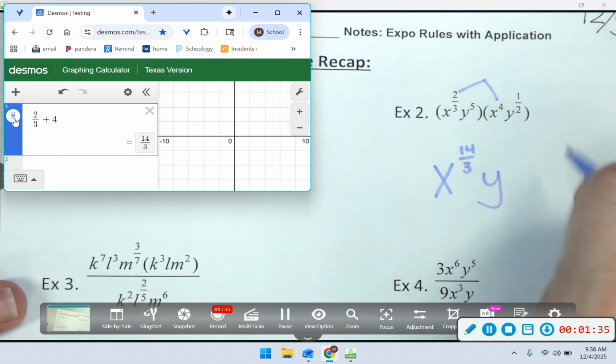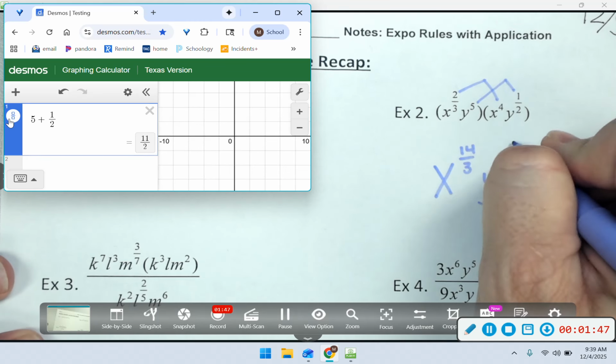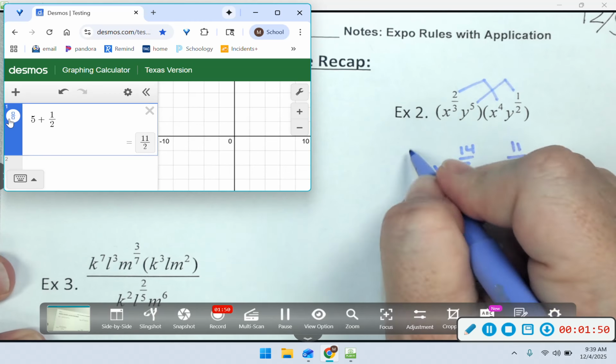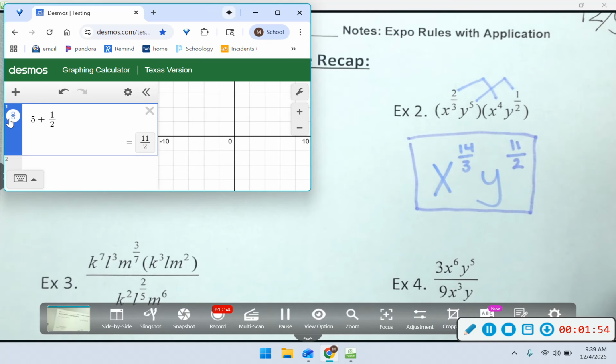And then y, I have 5 plus 1/2, which gives me 5.5. But again, we were given a fraction, so we're going to keep it as a fraction, which is 11/2. Same concept. It's just a fraction, but nothing to be scared of because we're still just going to type it in our calculator. Okay.